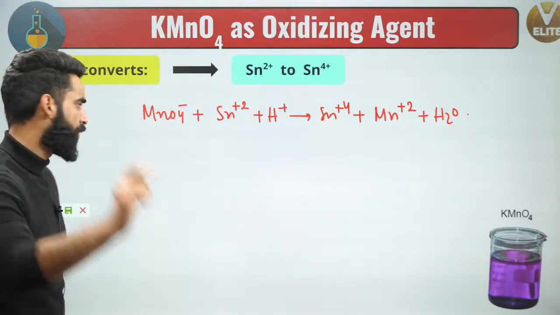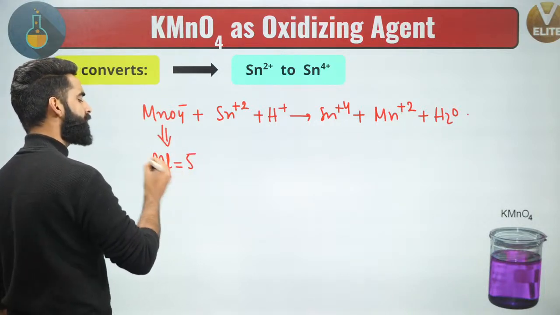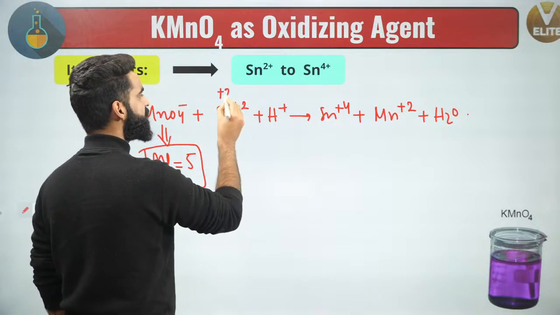Now people, as you all must be knowing, MnO4 negative, its n factor in acidic medium, we already know that is 5. What about the n factor of this Sn right here? Its oxidation state right here is +2.